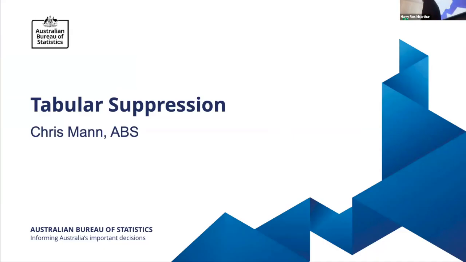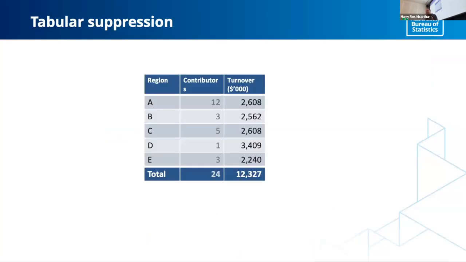Hi everyone, my name is Chris Mann. I'm in our Data Access and Confidentiality Methodology Unit, as are a lot of the ABS delegation here today. Ryan's a special extra guest here, but I'm very thankful for his assistance. I'm going to be talking about a problem called tabular suppression, and because of the team I'm in, this is related to confidentiality, which is about protecting people's privacy, or the privacy of survey respondents at the ABS.